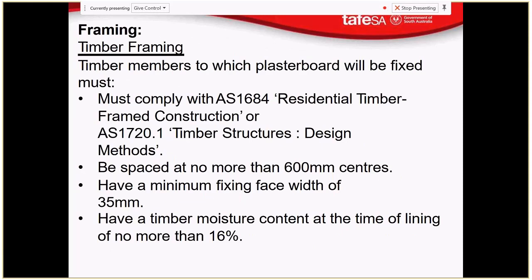As normal, timber members to which plasterboard will be fixed must comply with Australian Standard 1684, Residential Timber Framing Code, and AS 1720.1, Timber structures design methods. They must be spaced at no more than 600mm centres, and, as the point I made before, be spaced at no less than 600mm centres as well. Have a minimum fixing face width of 35mm. Have a timber moisture content at the time of lining of no more than 16%.